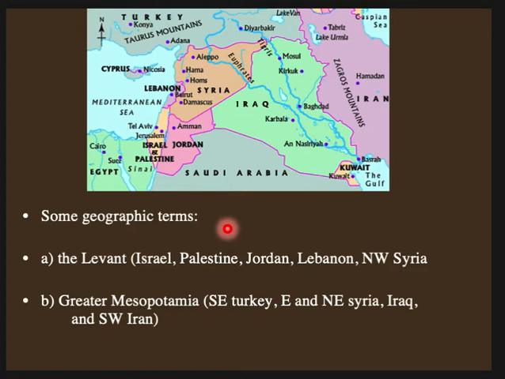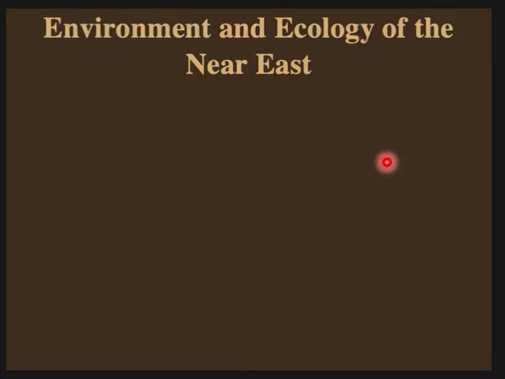Then Mesopotamia. Mesopotamia is essentially the land between the Tigris and Euphrates rivers. So we're talking about portions of southeast Turkey, northeast Syria, northern Iraq, and then down into southern Iraq and portions of southwest Iran as well. All right, we're going to look at different environmental and cultural zones. Now, how does the environment, or how does an environment in general, not just in the Middle East, influence history and influence human development and human culture?